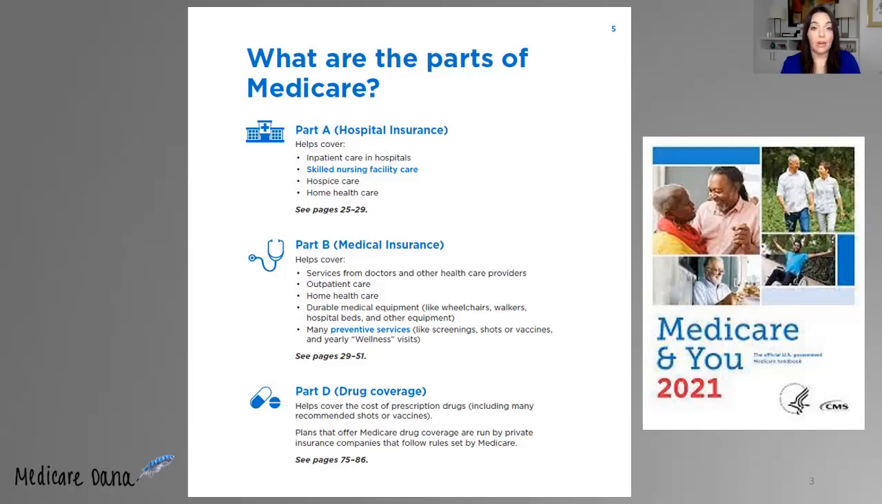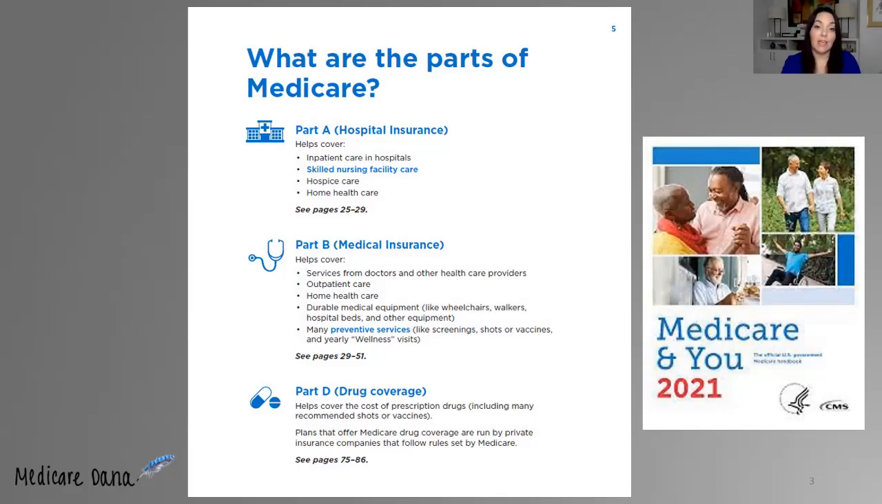Part A is going to be your hospital insurance. That's going to cover any time you are admitted to a hospital, skilled nursing facility care, hospice care, or home health care. Now, this is when you're admitted to the hospital. So if you are at an emergency room and you get observed but not admitted, that would not be your Part A hospital insurance coverage.